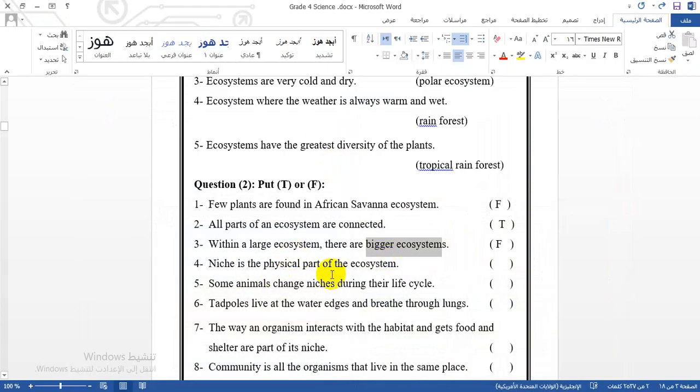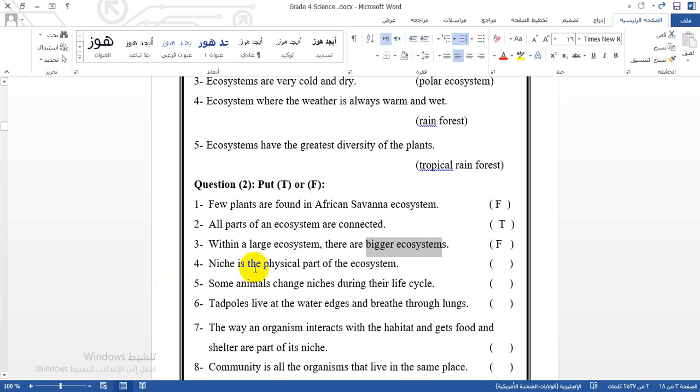Niche is the physical part of the ecosystem. Do you think that it's correct about niche? Niche is a physical part of an ecosystem. It is not correct, because niche is talking about the role or the function of some animals or living things in that ecosystem. Okay, guys, so for that reason it is not physical, it's the behavioral part of the ecosystem.